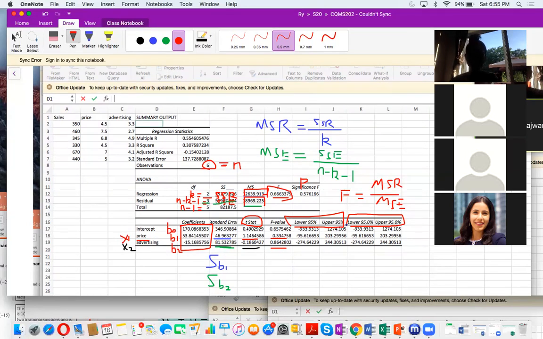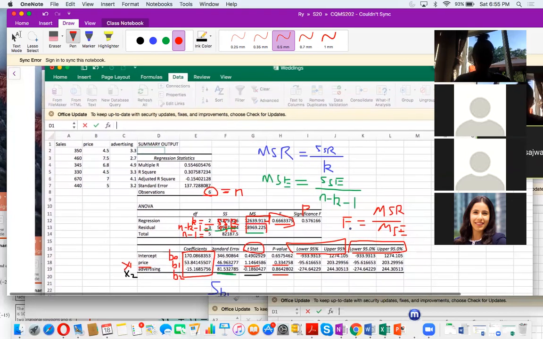One is for individual confidence interval. The other is for prediction interval. Okay, so that's why there are two. So basically, you need to understand everything outlined here.